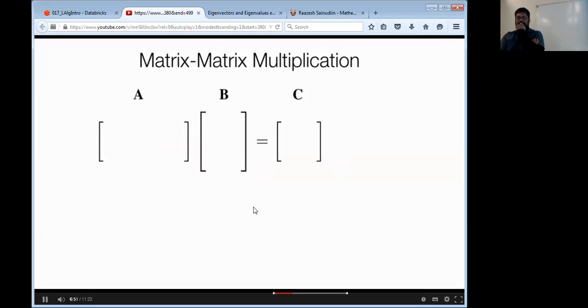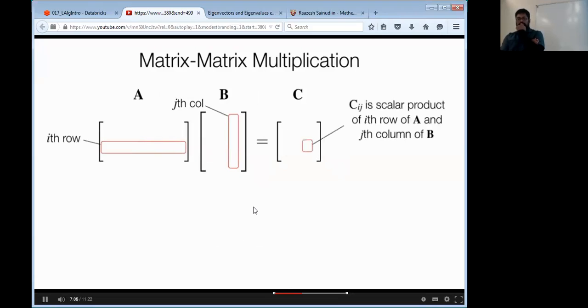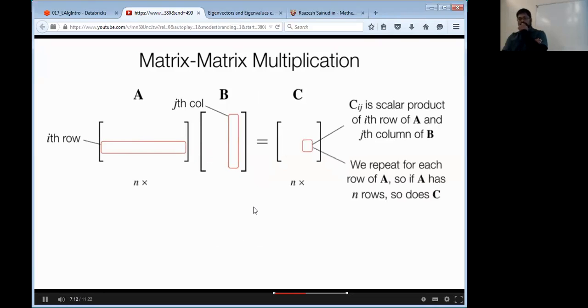So more generally, how does this work? Well, matrix-matrix multiplication involves two matrices, A times B, that we're multiplying by each other, and it returns the resulting matrix C. First consider the ith row of A and the jth column of B. Then Cij equals the scalar product of the ith row of A and the jth column of B. We'll repeat this process for each row of A. So if A has n rows, then so does C, and that defines the number of rows of C.